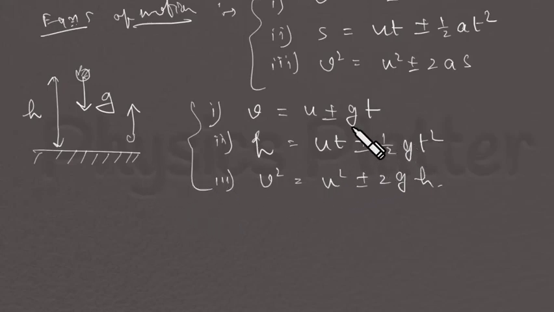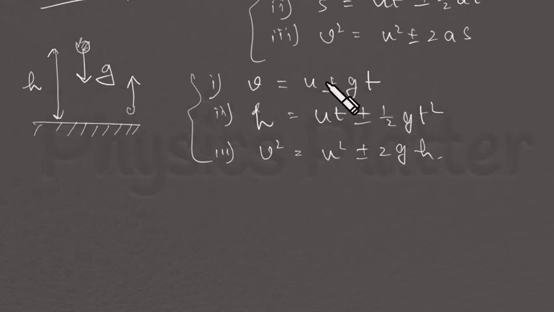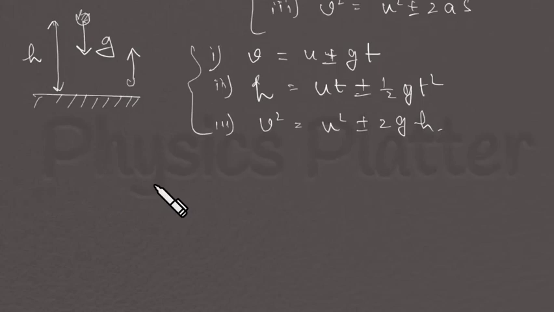All right, g plus is for the acceleration of the body, that means when the body is falling down. Minus is for the deceleration of the body, that means when the body is moving upward. All right, mind it. We will solve a couple of problems here, and then we will check how to apply these equations. So let's solve a problem now.